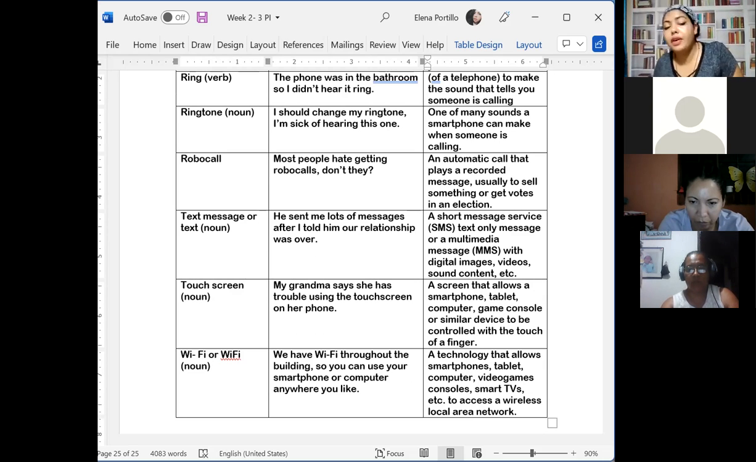So we have Wi-Fi and we have the example. We have Wi-Fi throughout the building, so you can use your smartphone or computer anywhere you like. And the meaning says a technology that allows smartphone, tablet, computer, video games, console, smart TVs, etc. to access a wireless local area network. So in this case, we're talking about something that has to do with the technology.